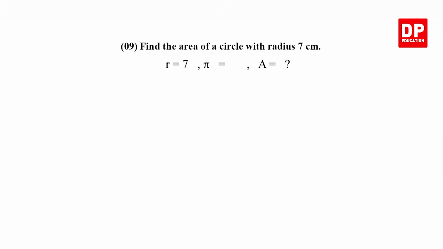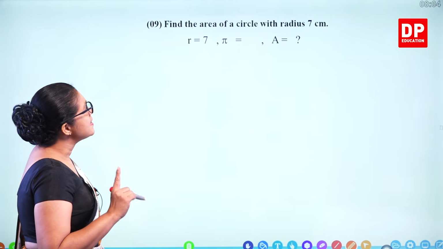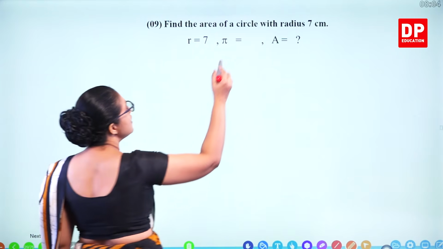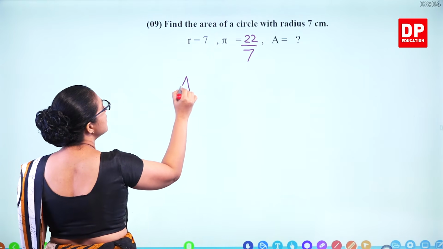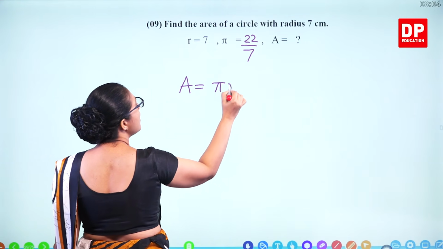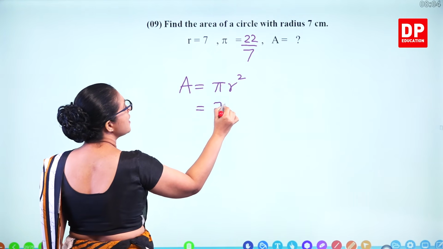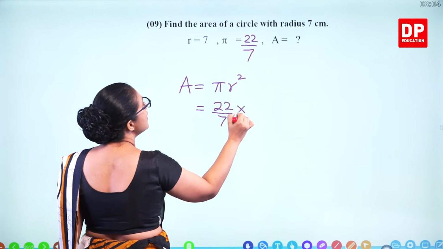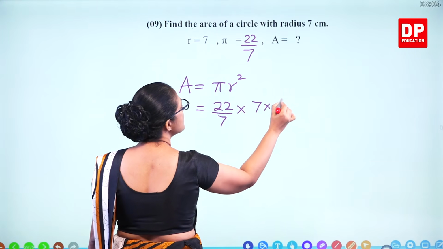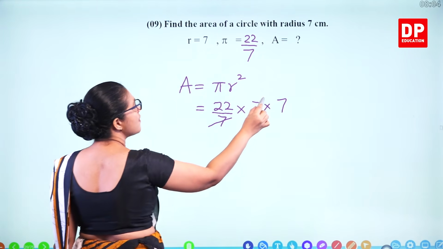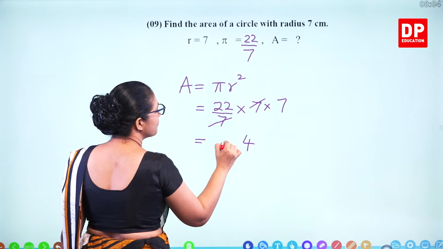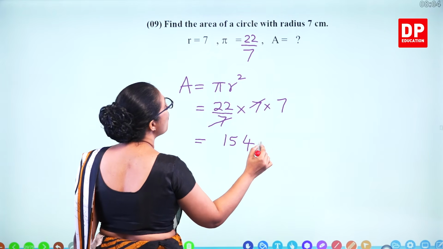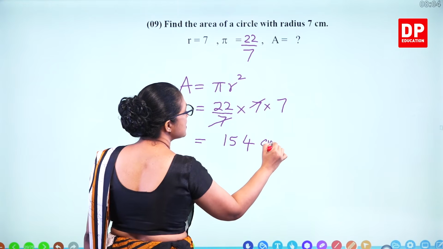Now we'll use that formula to find out the area. Find the area when the radius is 7. R is 7. So pi will take 22/7. So what's the area? Area is equal to pi r square. Pi we can take 22/7. Radius is 7 times 7. Here, can you see 7 get cancelled out? And 22 times 7. So you get 154 square centimeters.